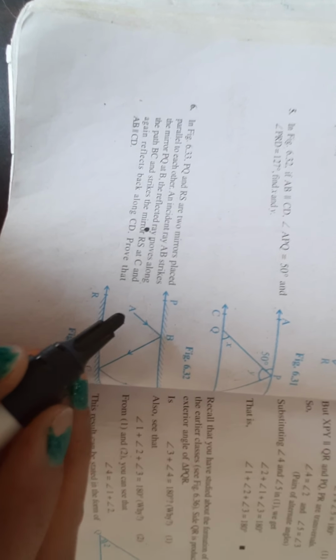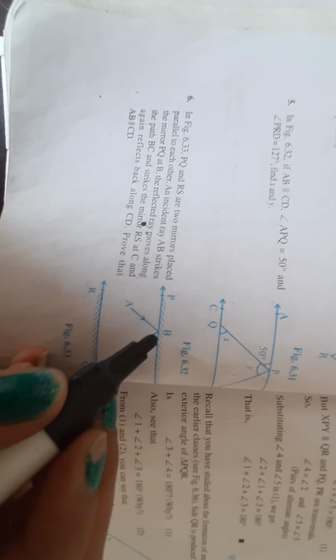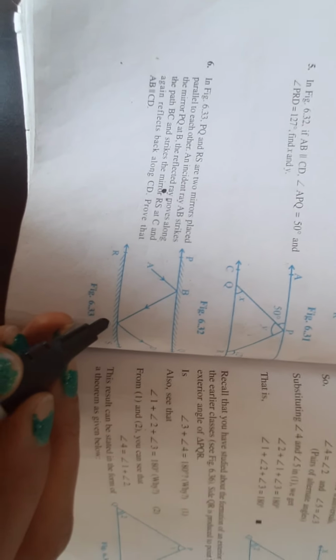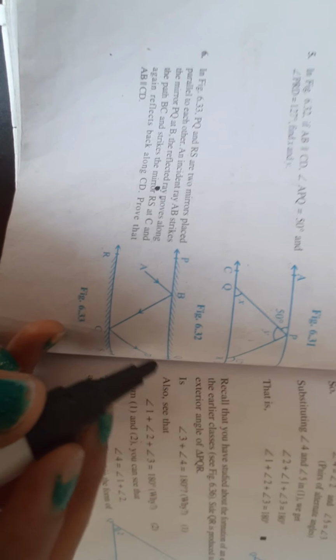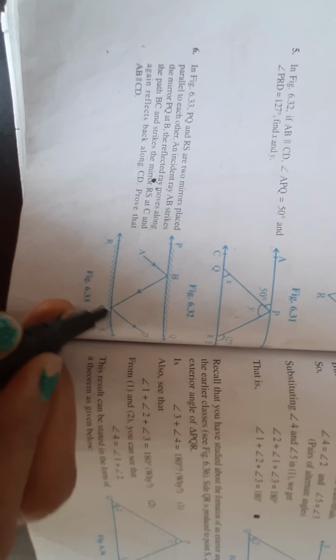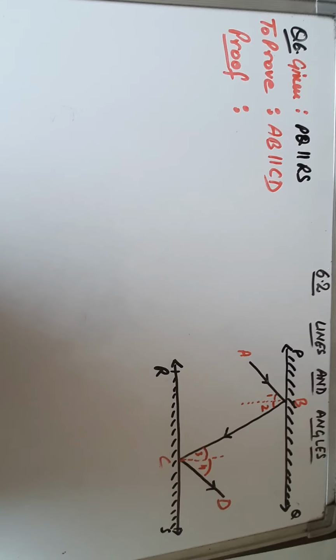Now dear students, question number 6 in figure 6.33. PQ and RS are two mirrors placed parallel to each other. This is given to us. This mirror and this mirror both are parallel to each other. An incident ray AB, this is the incident ray, strikes the mirror PQ at B, and the reflected ray moves along the path BC, strikes the mirror RS at C, and again reflects back along CD. Prove that AB, this incident ray, and the last reflected ray CD, these two are parallel.